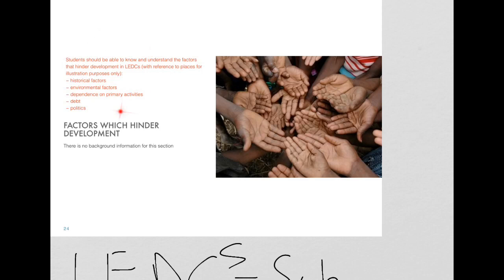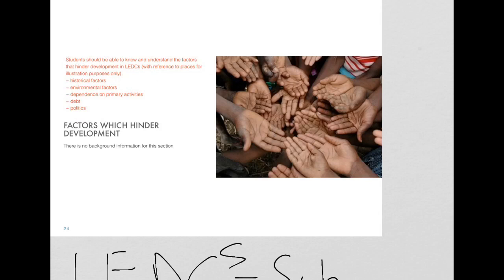The red area that you can see here says that students should be able to know and understand the factors that have hindered development in LEDCs. It says you need to make reference to places for illustration purposes only. So the best students will make reference to real places, however it's not a specific case study question. There are 5 main factors: historical factors, environmental factors, dependence on primary activities, debt and politics.